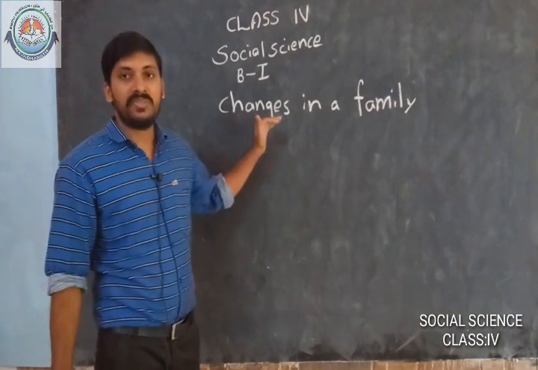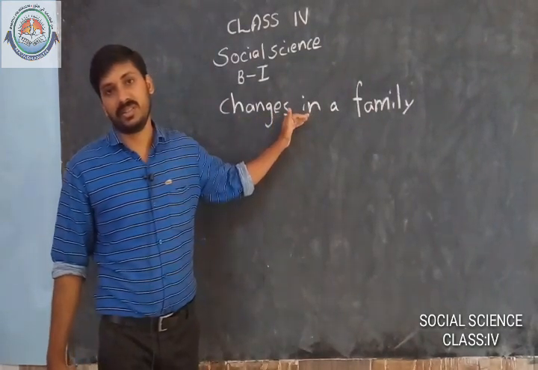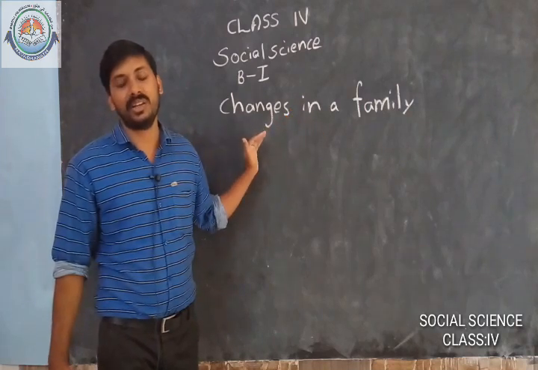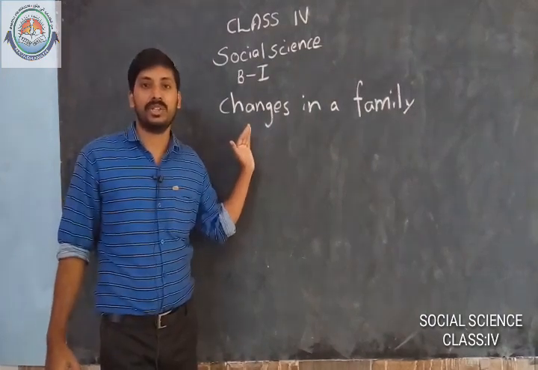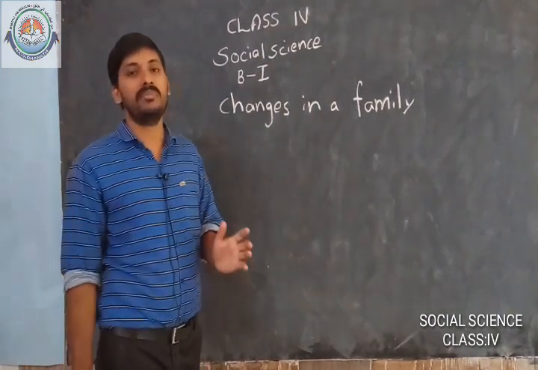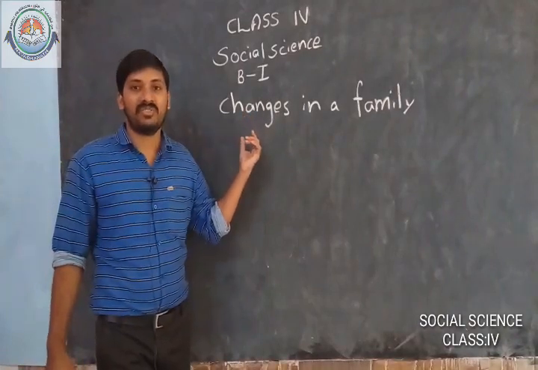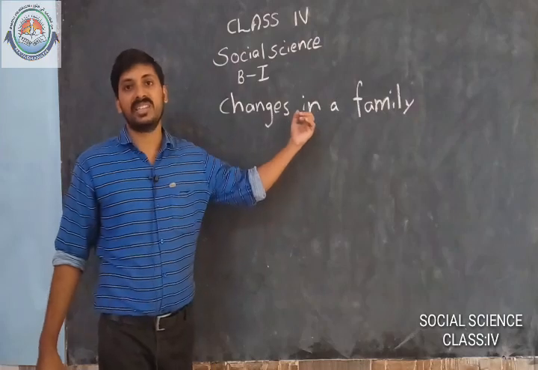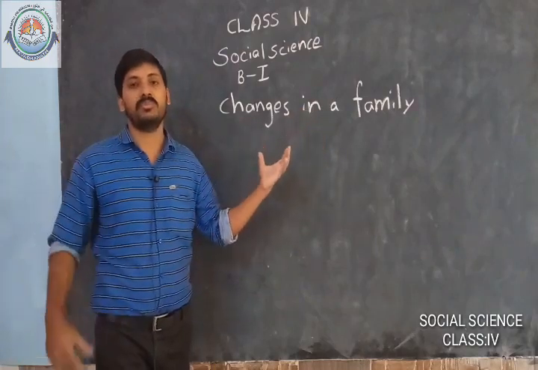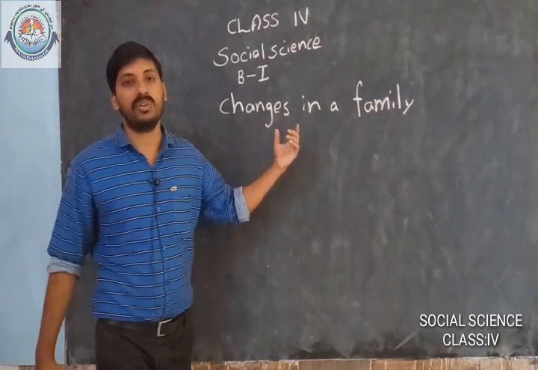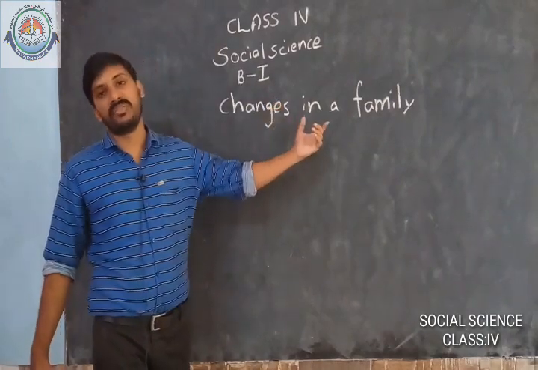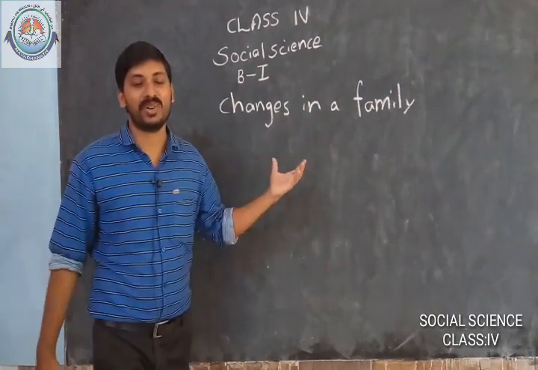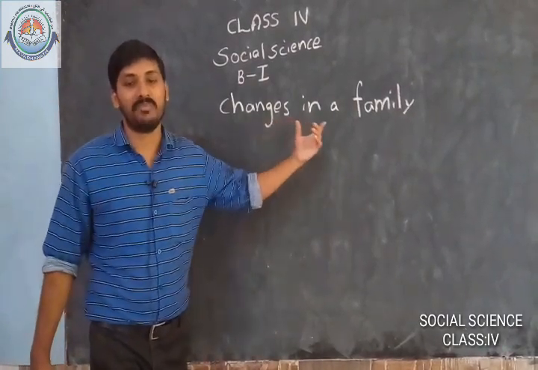We can see different kinds of families. There are two types of families. The first category is a joint family. A joint family has father, mother, uncles, aunties, cousins, a group of members. The number of members is more in a joint family. They live together, share their responsibilities and live a happy life.